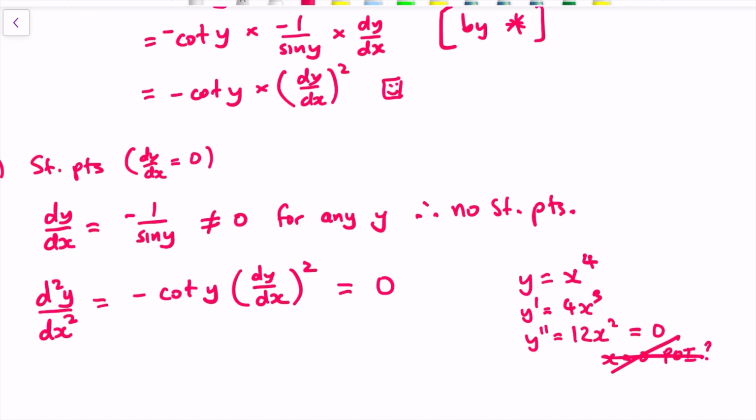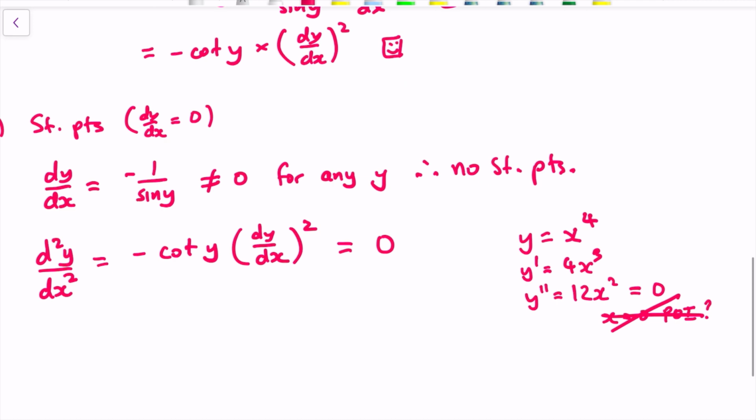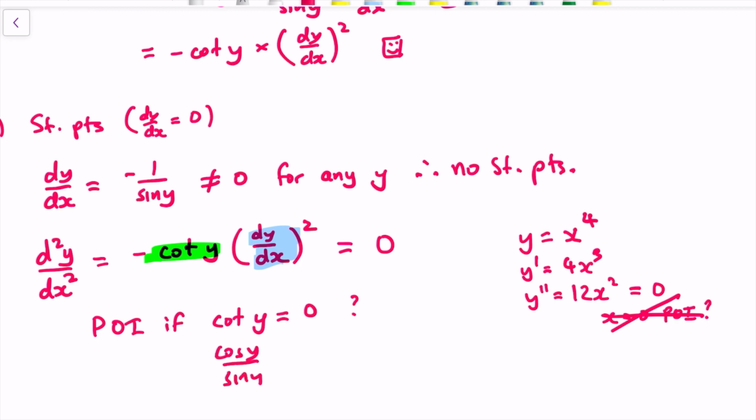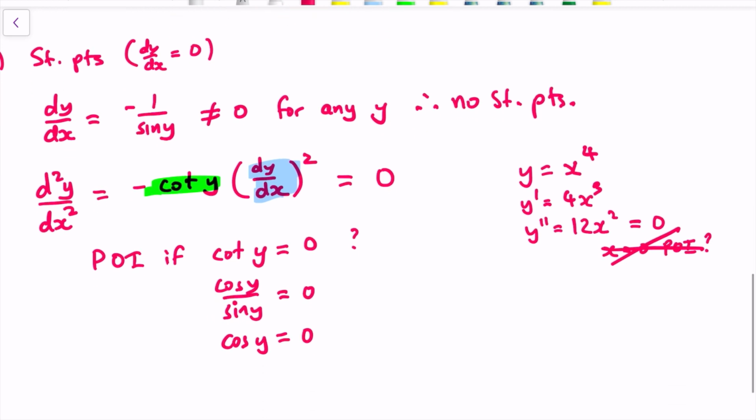So to find a point of inflection, we solve the second derivative equal to 0, but it doesn't mean that the values we get are points of inflection. Alrighty. This thing equal to 0, well, this part is not 0, we've already said that, which means that it must come out of here. So, point of inflection if cotan of y equals 0, maybe, don't know, but cotan of y equals 0, well that's cos of y over sine of y equals 0, therefore cos of y equals 0. Of course sine of y can't be 0, but it won't be at the same value of y as cosine. Sine and cosine are out of phase.